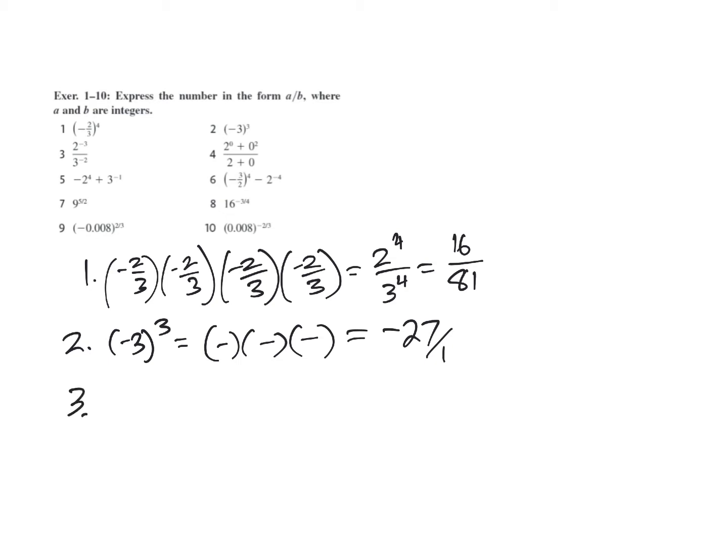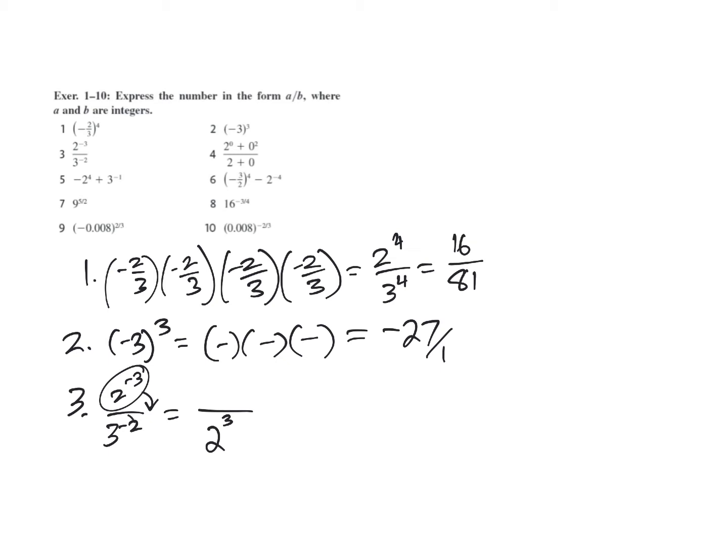Number 3, 2 to the negative 3 and 3 to the negative 2. Anytime you have a negative exponent, you have to move its base to the opposite side, so to the opposite top or bottom. So if it's in the numerator, it's going to be in the denominator. That becomes 2 to the positive 3. It doesn't change the positive or negative on the base. So the 2 doesn't become negative, and if it was negative, it wouldn't become positive.